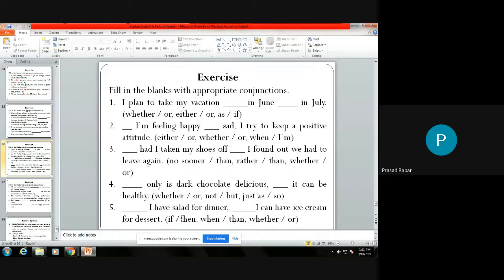What would be the option? Another option. Try to use another option. When I have salad for dinner, then I can have ice cream for dessert. This is also not the correct. Whether I had salad for dinner or I can have ice cream for dessert. Yes, it will be the correct option.